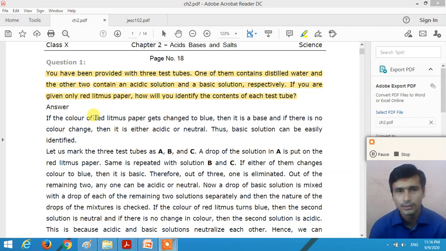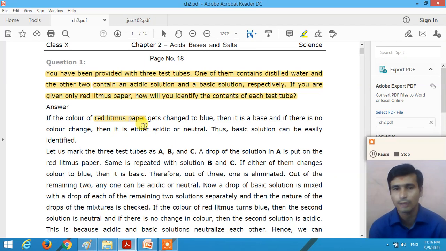So here the red litmus paper is given to you. Now what is the use of the red litmus paper? The color of the red litmus paper changes to blue if the solution is basic, right? Otherwise, if there is no change in the color, the solution is acidic or neutral, right? So we can say that the red litmus paper can easily identify whether the solution is basic or not. Now here three test tubes are given to you, right?